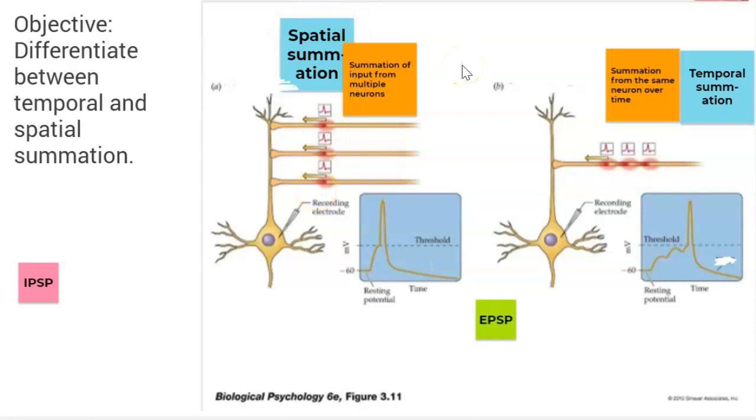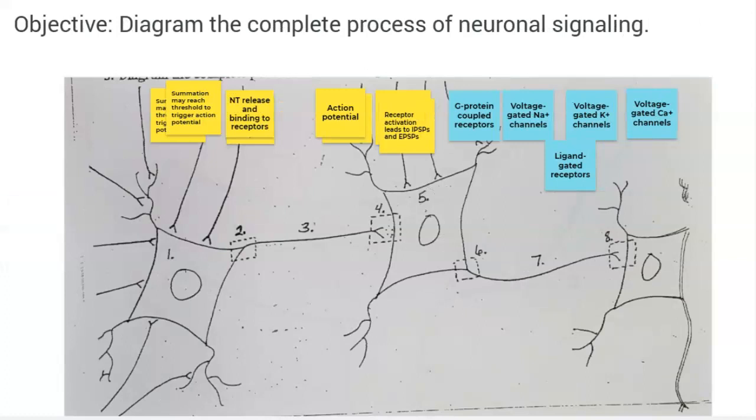So now what I would like to do is take all of these concepts that we have talked about across the last couple of chapters and put them into a larger context or a bigger picture so you can see how all of these things are interacting and affecting the signaling of neurons.